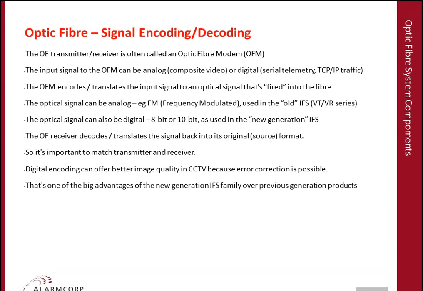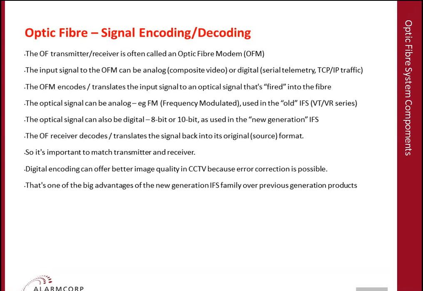Okay, now let's look at signal encoding and decoding. An optical fiber transmitter or receiver is often called an optic fiber modem, or OFM for short. The input signal to the OFM can be analog, for example, composite video. It could be digital, such as serial telemetry, RS-232, RS-422. It could be TCP/IP traffic, or it could even be alarm state, such as contact closure.